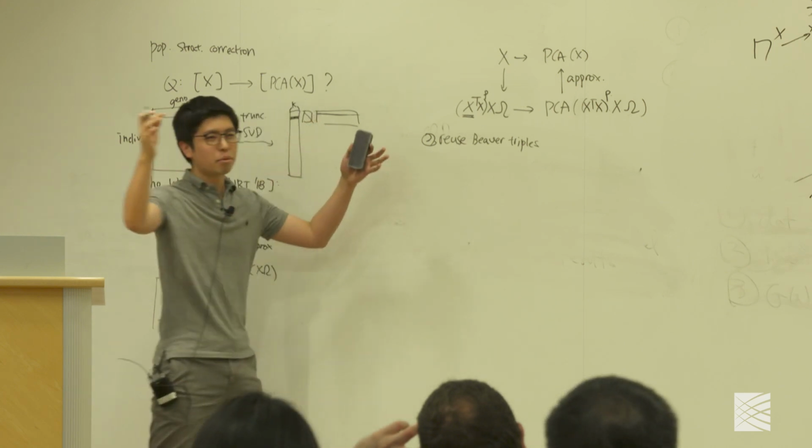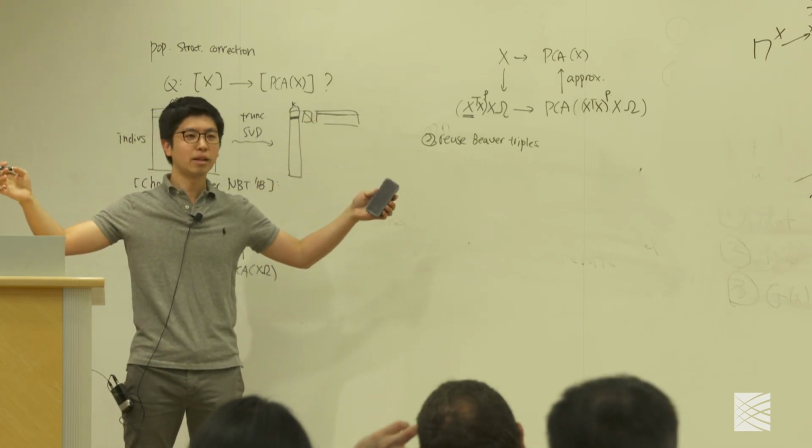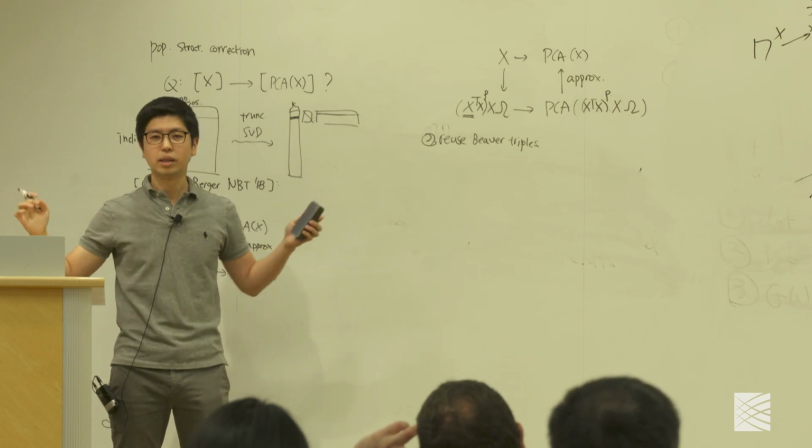And now we still have this problem of having to ship around this very large random matrix between the parties.